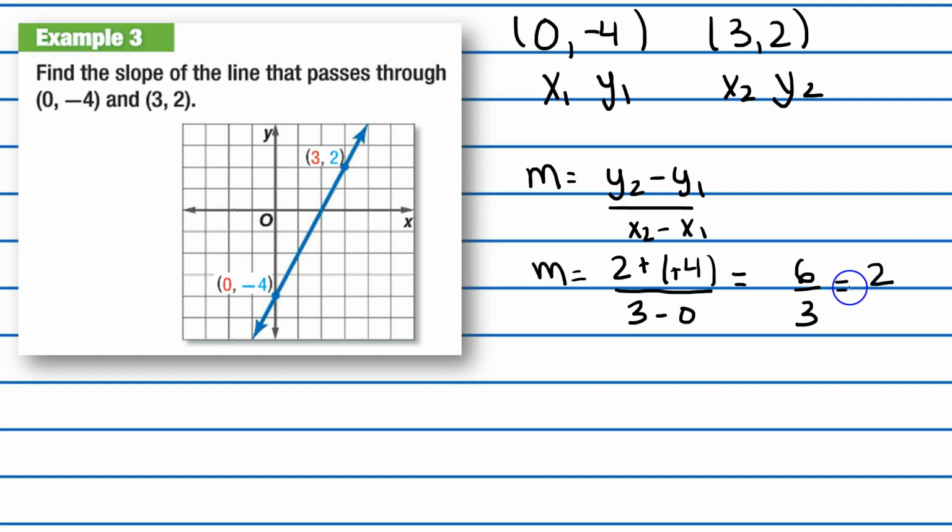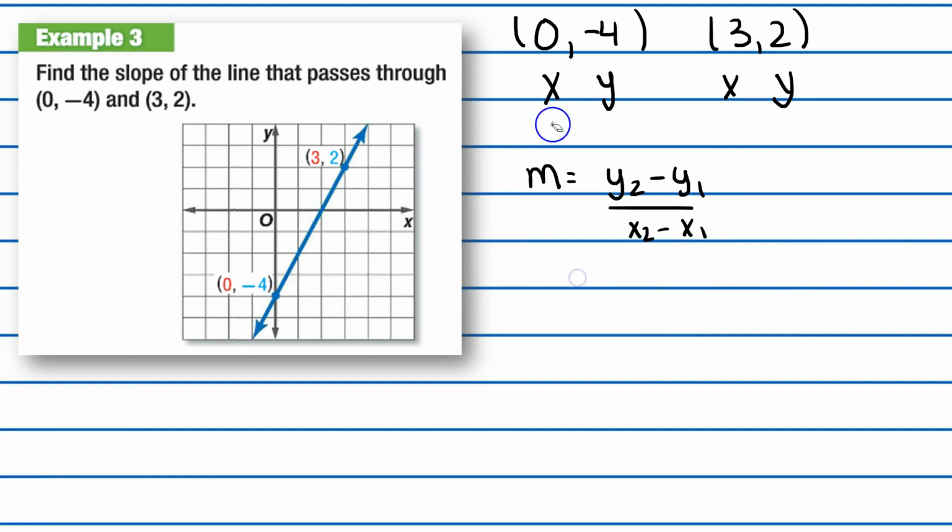But let's say we just want to change things just so you see that it doesn't matter which one you choose as your 1's and your 2's. So now let's go ahead and just try it the other way, as if we started with the 2's first and then the y's. Just flop the order. So m is equal to y2, which is -4, minus y1, which is 2. And then we're going to subtract x2, which is 0, minus x1, which is 3.